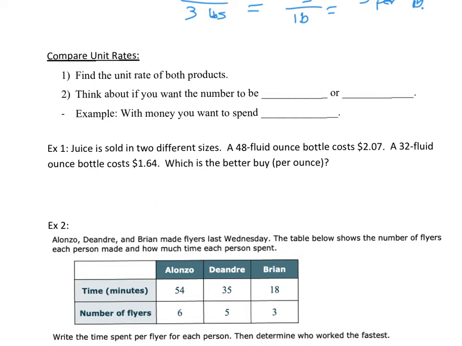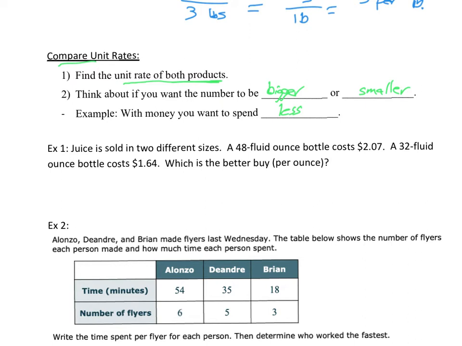All right, next, let's compare unit rates. Okay, so we find the unit rate of 2 different products, and then we think about if we want the number to be bigger or smaller. Better math terms would have been larger or smaller, or greater or less, but I used bigger or smaller. So with money, you want to spend less. You always want savings.